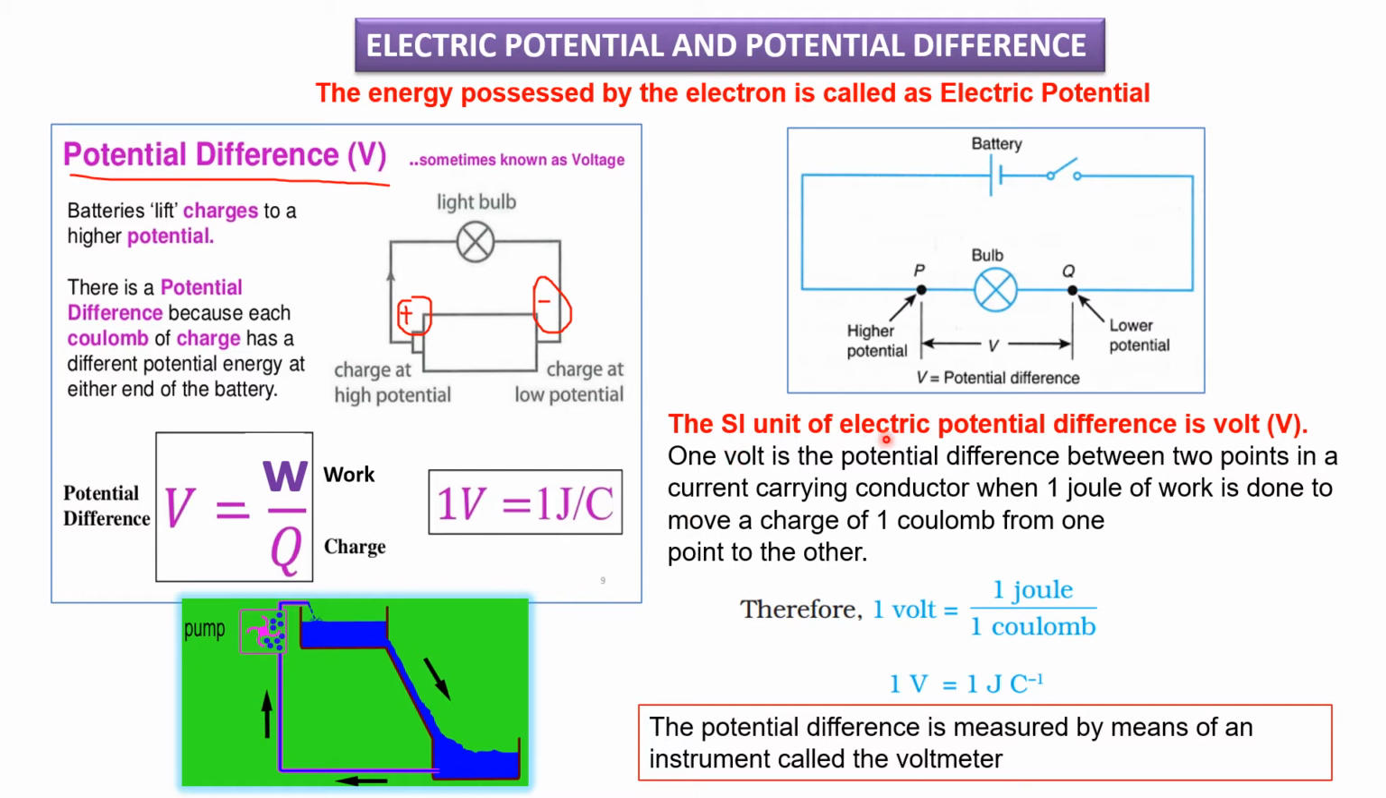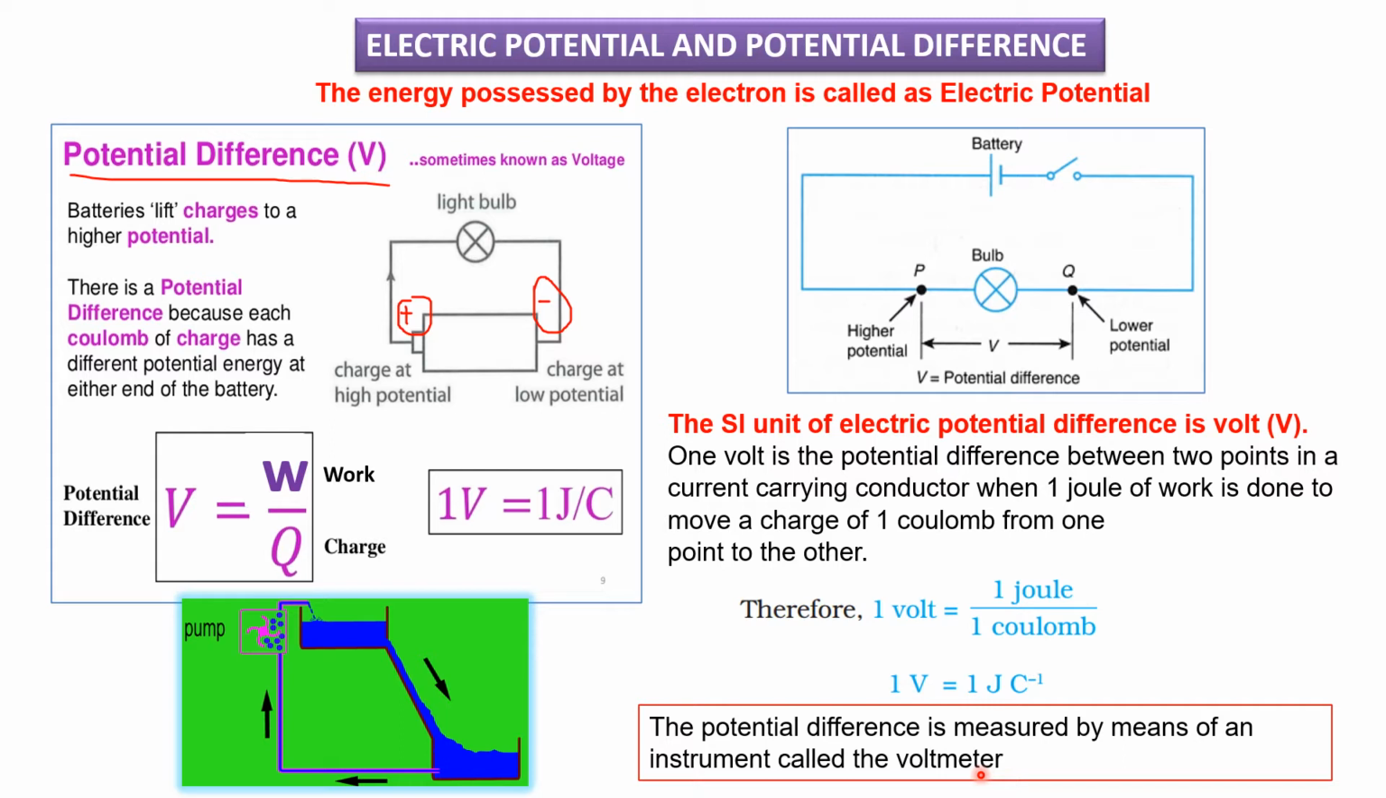What is the SI unit of electrical potential? We told it is volt, V. So what is 1 volt? We have seen 1 volt is equal to 1 joule per 1 coulomb. The same formula is given here also. Clear? The potential difference is measured by means of an instrument called a voltmeter.